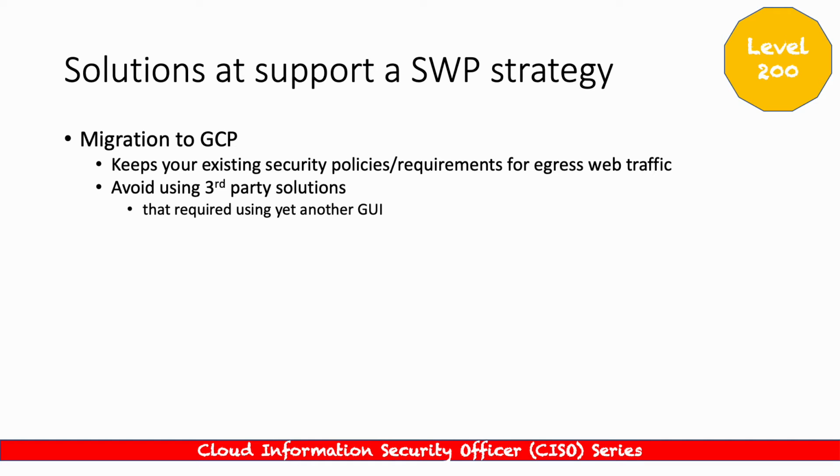It will allow us to keep our existing security policies and requirements for egress web traffic that we have on-prem. So let's say we have something similar on-prem. Now we move to Google Cloud. We have a product that we can take advantage of, which happens to also be a cloud native product. So you get all the advantage of elasticity, scalability, etc. We don't have to use a third-party solution.